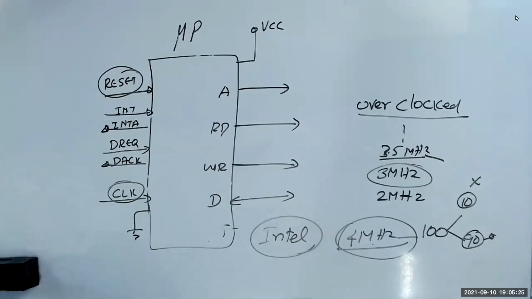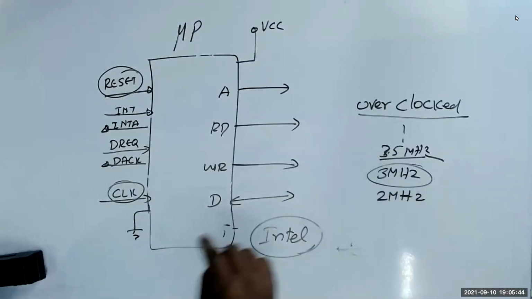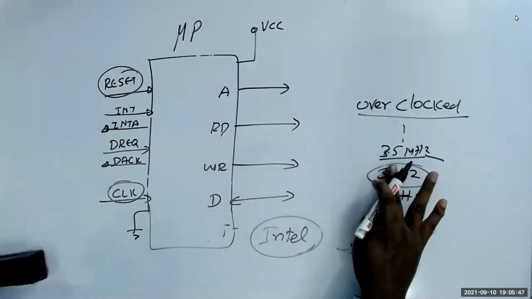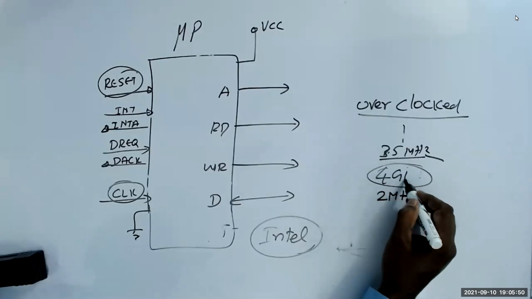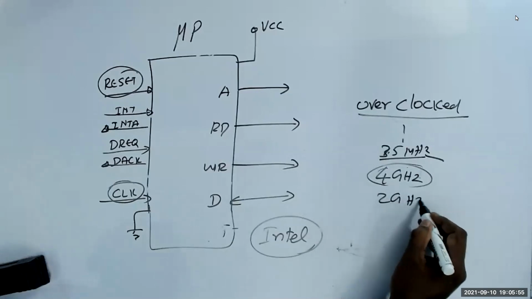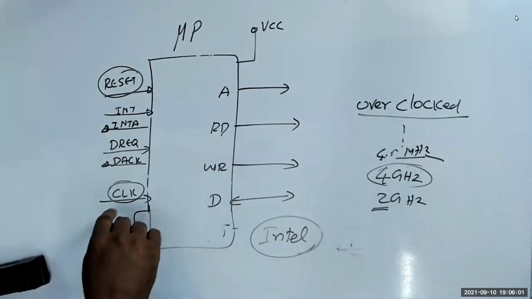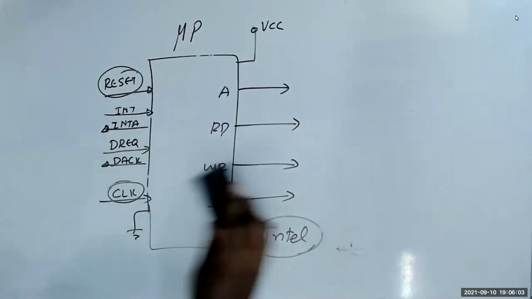So some hackers will take the microprocessor and start giving the clock. If it works up to 4 megahertz, they will still sell it as 4 megahertz, but that is not guaranteed by Intel. That is the hacker's job. For example, if I say that Core i7 works on 4 gigahertz, then the minimum clock may be 2 gigahertz and the maximum could be 4.5. That means you should not give less than that. So the clock signal is a must in every microprocessor.